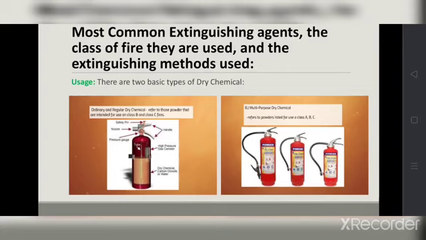So whenever you come across a fire and you see a fire extinguisher, look at its uses. What kind of fire will it extinguish? So with multi-purpose, it can be used whether on class A, class B, and class C fires.